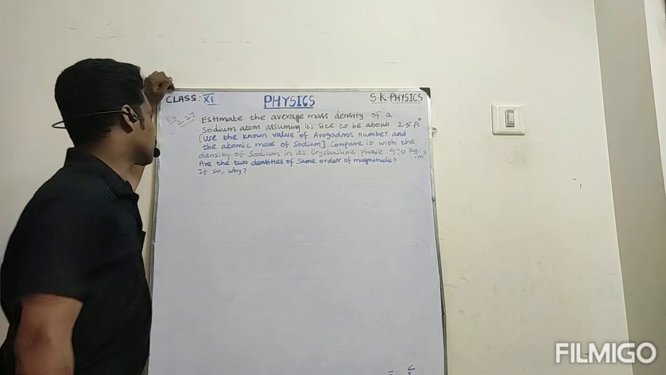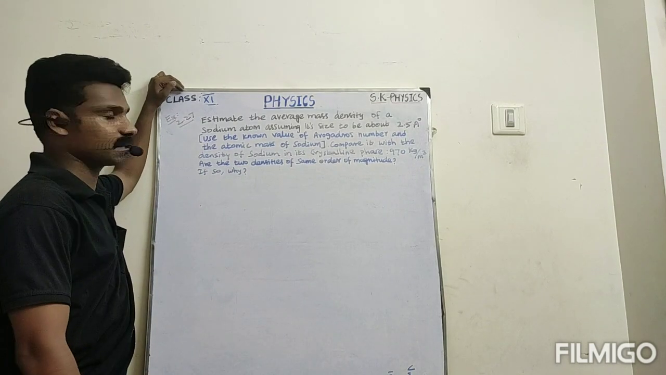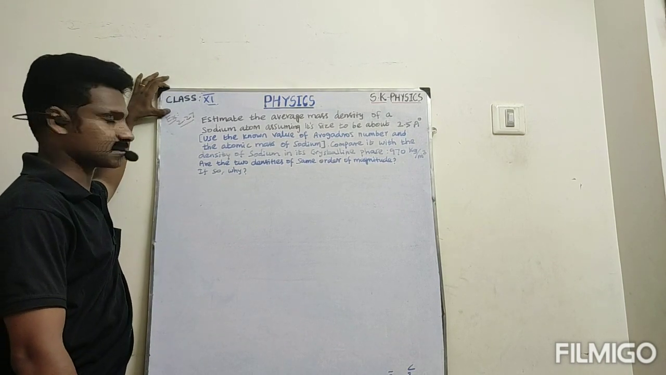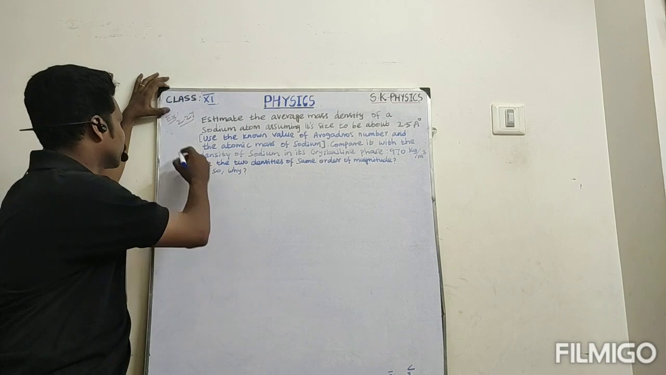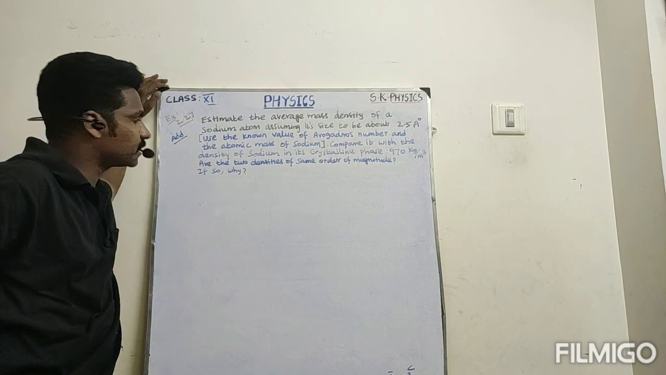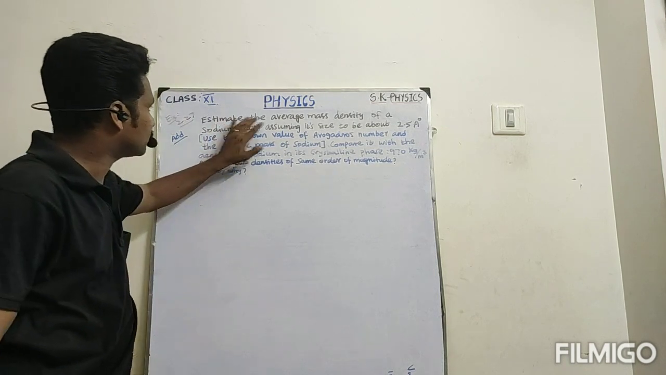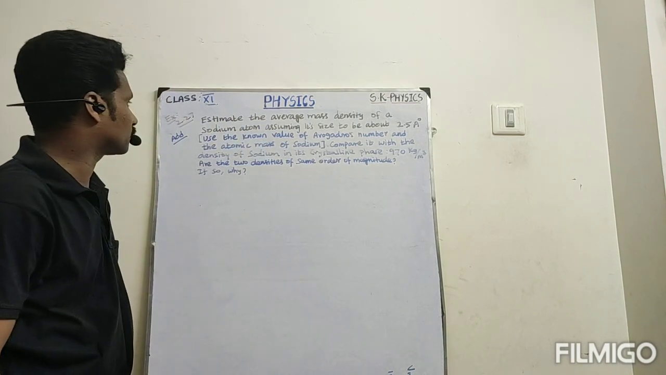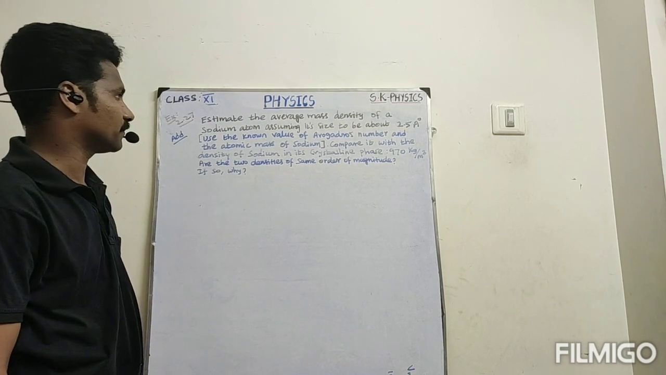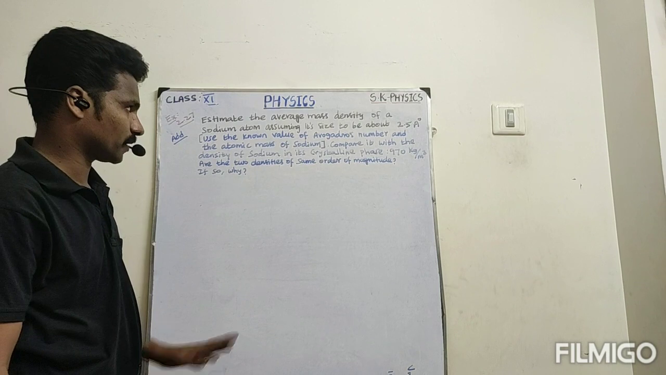Dear students, see the next question from 11th standard, Unit and Measurement chapter, NCERT exercise question 2.27. It is actually an additional question. Okay, see the question. Estimate the average mass density of a sodium atom, assuming its size to be 2.5 Angstrom unit.